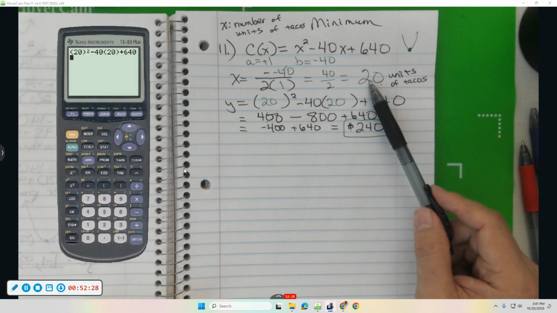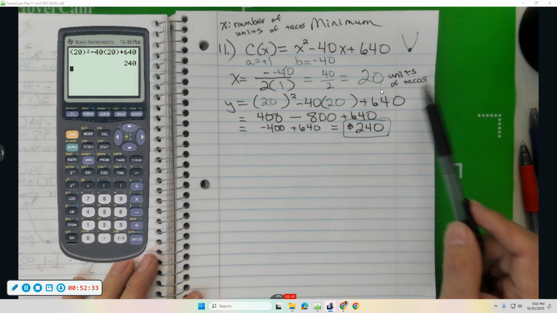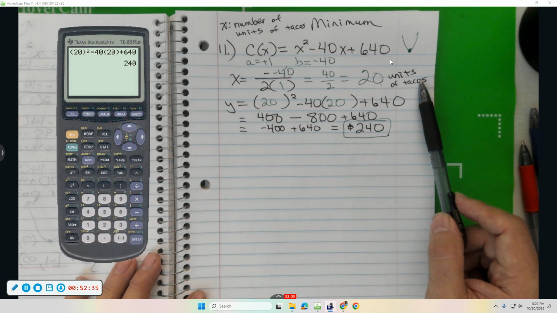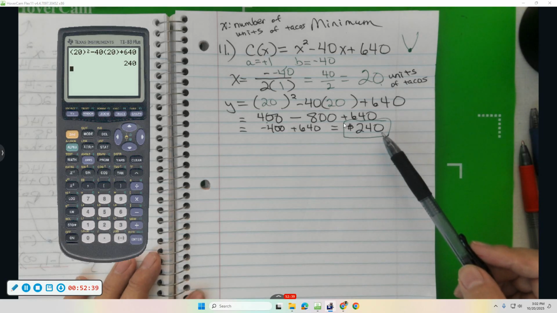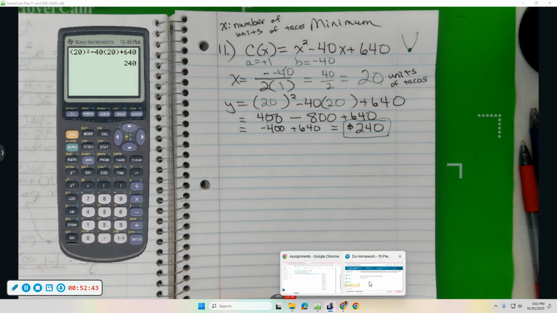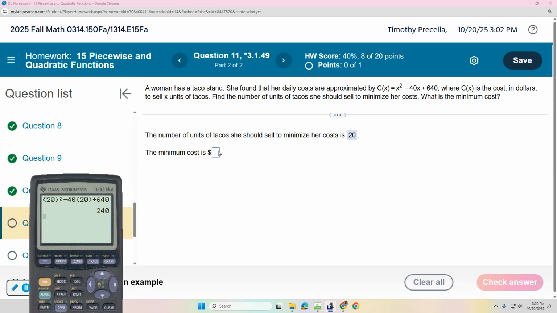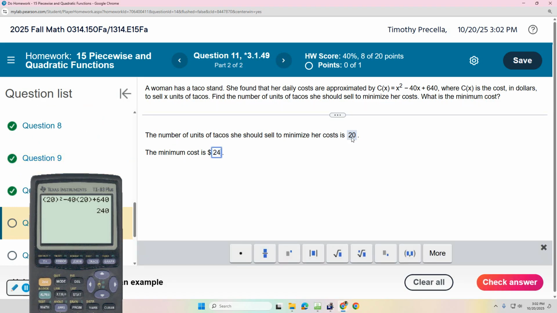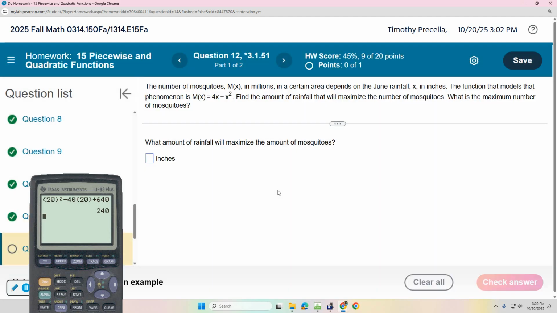So did y'all follow? We found our x value using minus b over 2a. That told us that she should produce and sell 20 units of tacos to minimize her cost, and then we plugged it in to find out what her minimum costs were, $240. That's what you do for every one of these word problems: minus b over 2a, then plug it in. It'll magically get you the answer. It's not magic, it's algebra, Tony. I know. Okay, any questions on number 11?